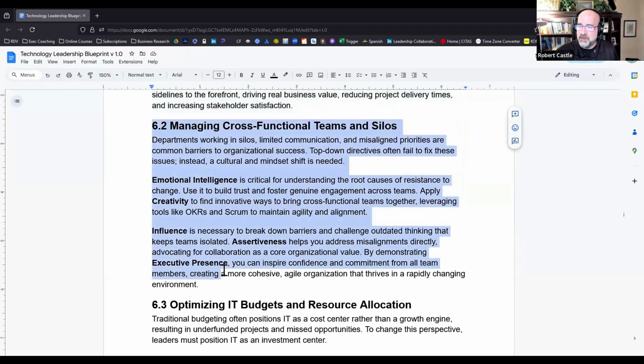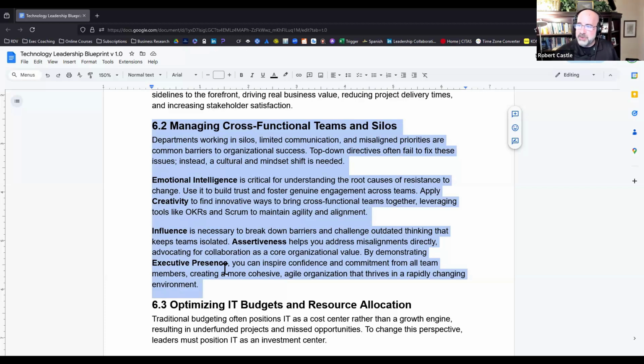So 6.2, managing cross-functional silos and teams. Departments working in silos, limited communications, and misaligned priorities are common barriers to organizational success. Top-down directives often fail to fix these issues. Instead, a cultural and mindset shift is needed.